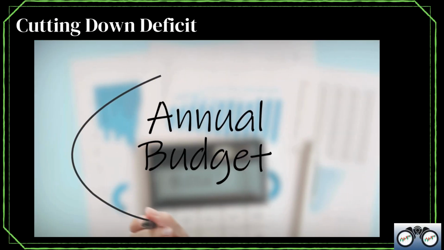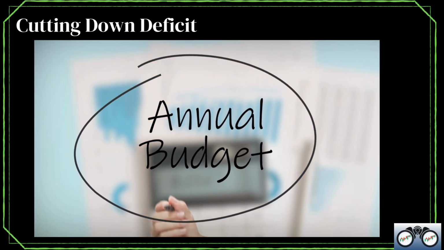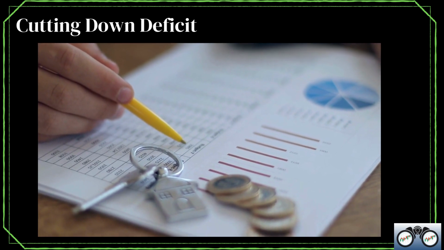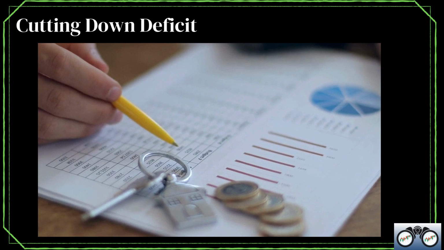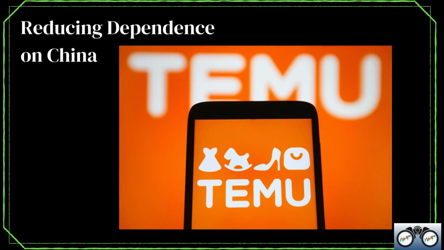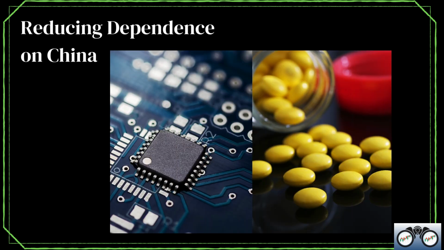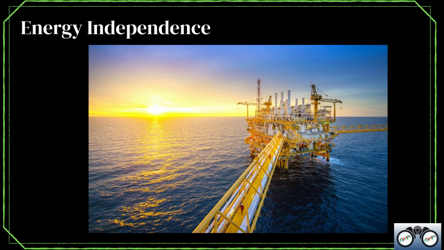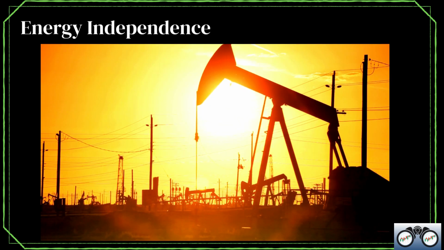Cutting down the deficit. Government spending is a hot topic, and both parties are starting to recognize that trillion-dollar deficits aren't sustainable forever. Reducing dependence on China. The US is pushing to onshore critical industries like semiconductors, pharmaceuticals, and EV batteries. Energy independence. With the US becoming a major oil and gas exporter, the old model of importing energy is shifting.